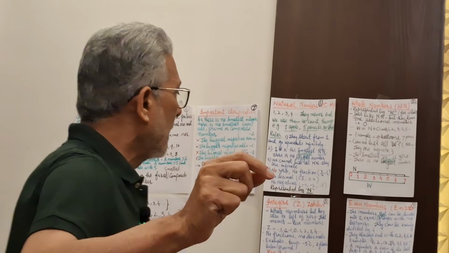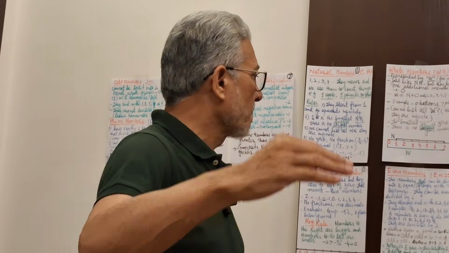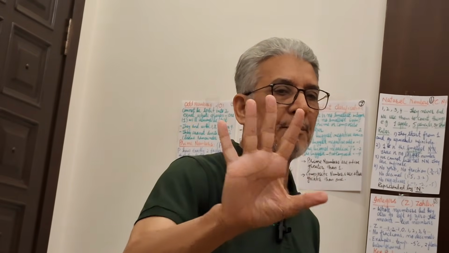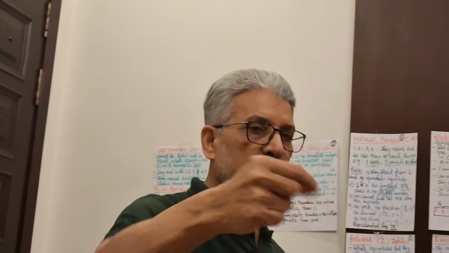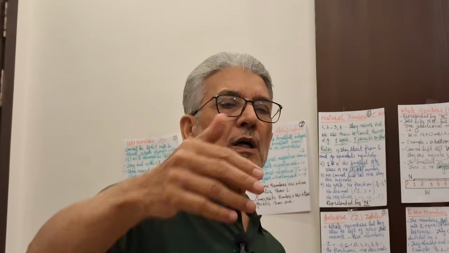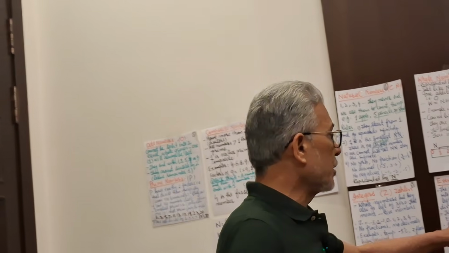Now, any number which ends with 0, 2, 4, 6, and 8, that is an even number. 5 digits. Remember 5 digits. 0, 2, 4, 6, 8. So any number, no matter how big that number is, if it ends with 0, 2, 4, 6, or 8, that is an even number. You just see it and believe it that that is an even number if it ends with one of these digits: 0, 2, 4, 6, and 8.